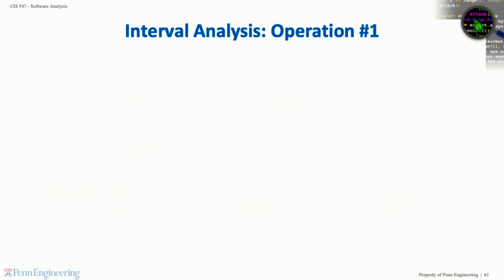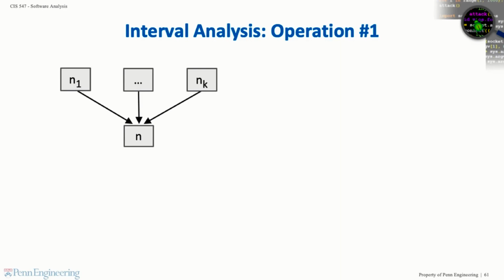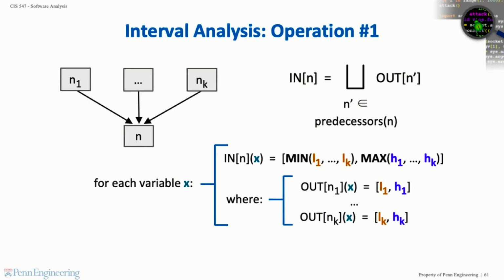Here is the first of the two operations of interval analysis. This operation computes the analysis result at the entry of a particular node n in the control flow graph from the analysis result at the exit of that node's immediate predecessors n1 through nk. The operation computes this by merging the intervals of each variable. In order to merge multiple intervals that correspond to a variable, we compute the minimum of the lower bounds to be the new lower bound and the maximum of the upper bounds to be the new upper bound.